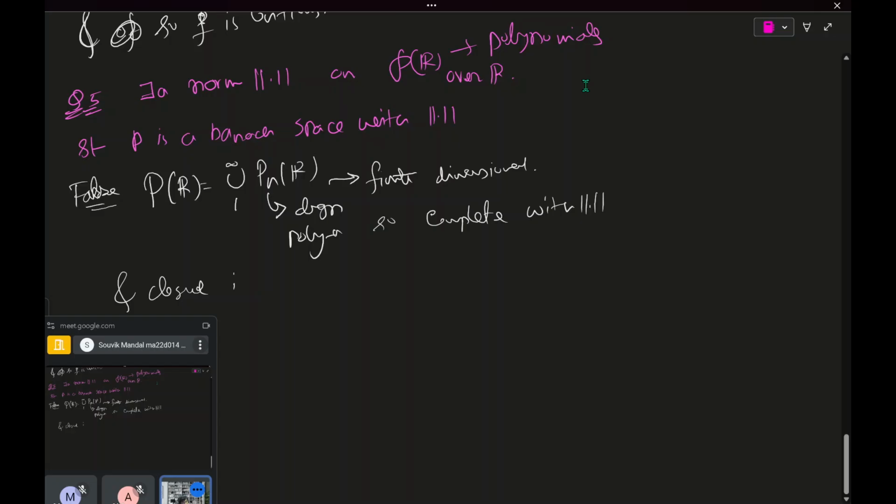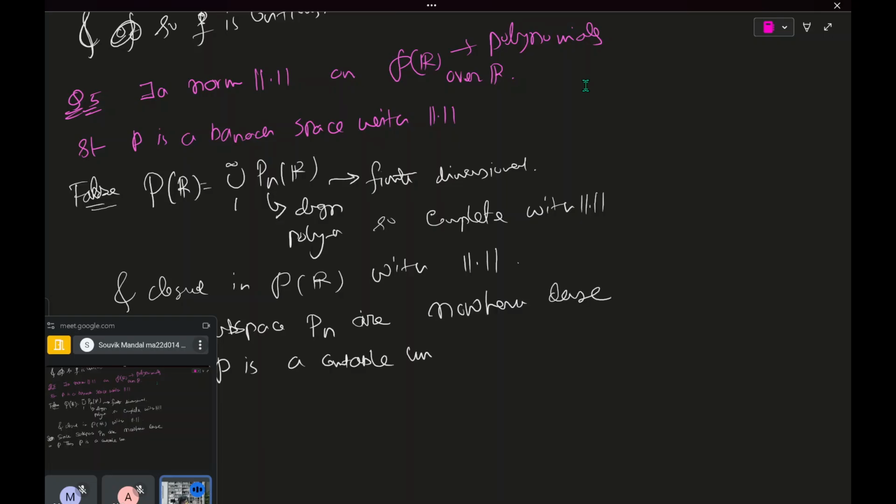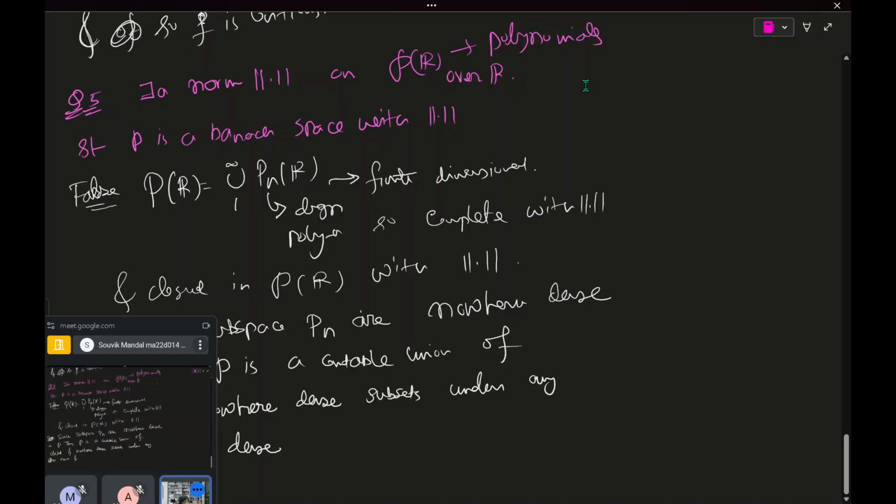Now, the subspaces P_n in P(R) are nowhere dense, and P(R) is the countable union of closed and nowhere dense subspaces under any norm, and hence is of first category.